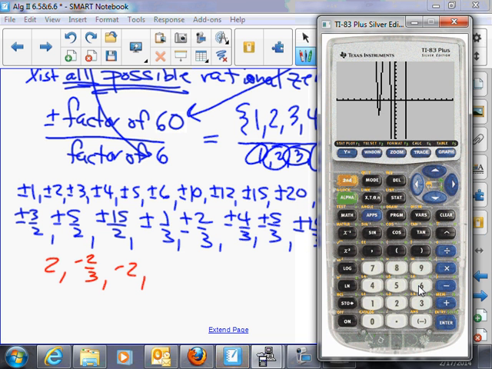And maybe, let's see, 1, 2, 3, maybe -3. Maybe not -2, I'm not sure. But anyway, now that we've found these, there's a number of things we can do.